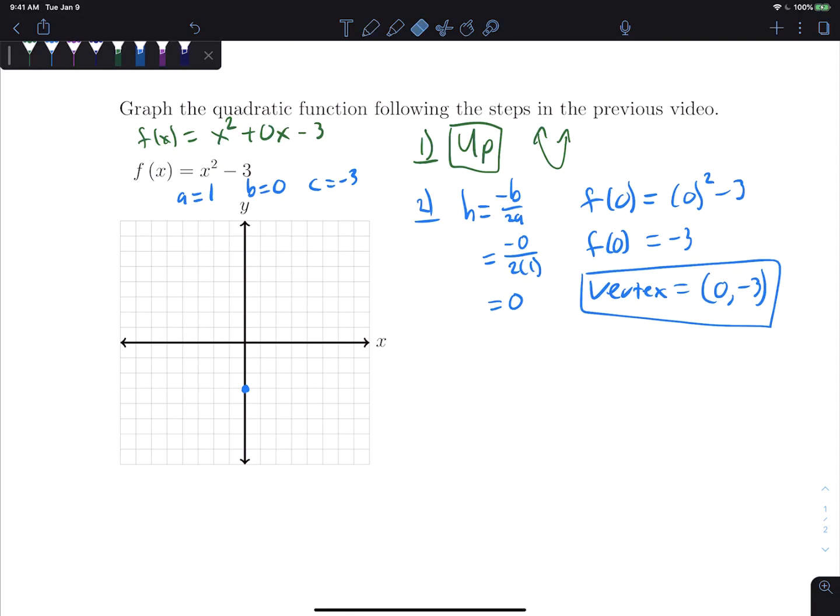Fantastic. The next thing I want to do is find the axis of symmetry. It's always in the form of x equals a number, and that number in this case is 0 because that is the x-coordinate of the vertex. So I'm going to go ahead and draw a vertical line through the vertex, which just happens to be the y-axis here, basically. Okay, good deal.